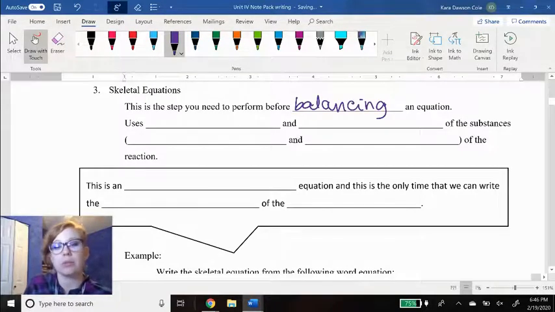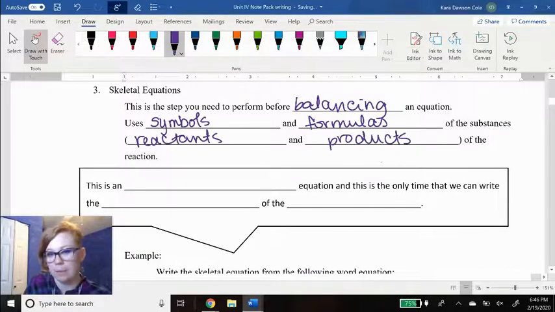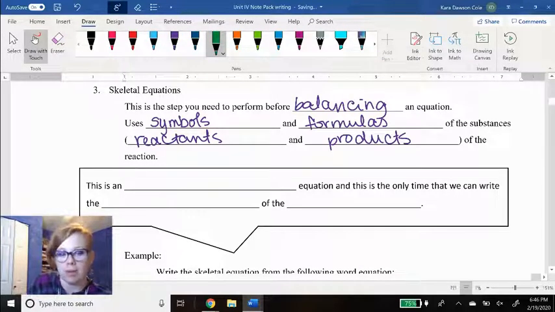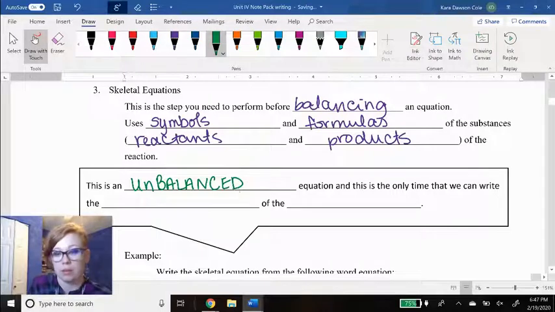This uses symbols and formulas for the substances. Substances, again, are reactants or products, okay? This is an unbalanced equation, so it's not balanced, okay? You don't have to worry about balancing it. Unbalanced. This is the only time that we can write the subscripts of the compounds.